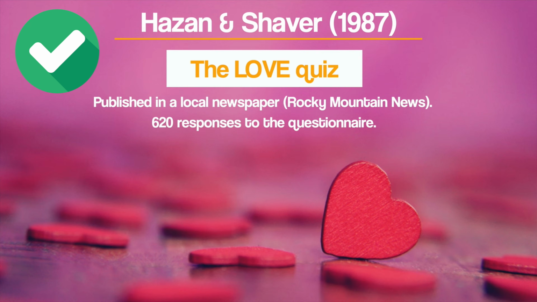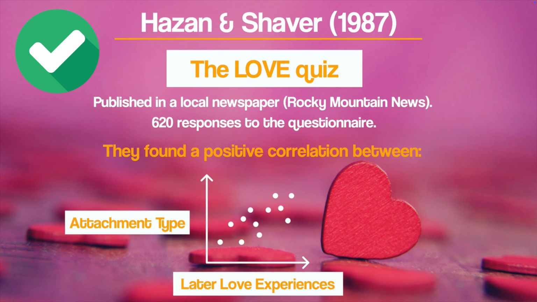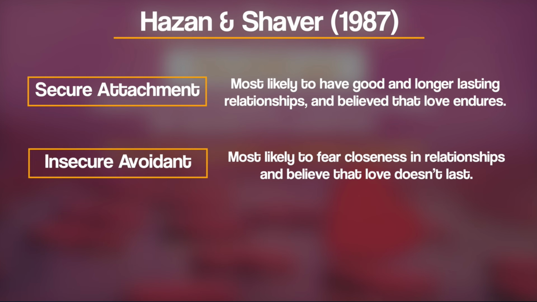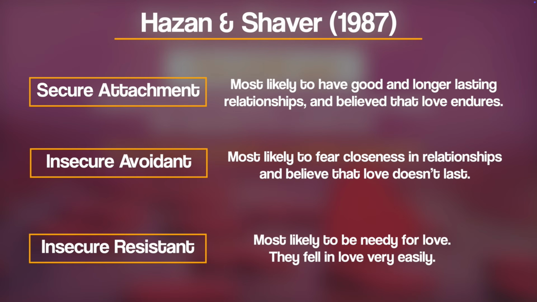Hazan and Shaver's love quiz supports Bowlby's internal working model too by showing a correlation between childhood attachment style and adult romantic relationships. Securely attached adults were the most likely to have good and longer lasting relationships and believe that love endures. Insecure avoidant attached adults were most likely to fear closeness in relationships and believe that love doesn't last. And insecure resistant attached adults were most likely to be needy for love. They fell in love very easily, supporting the internal working model.